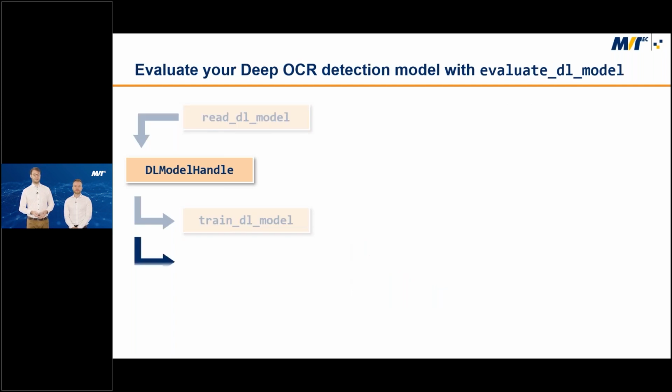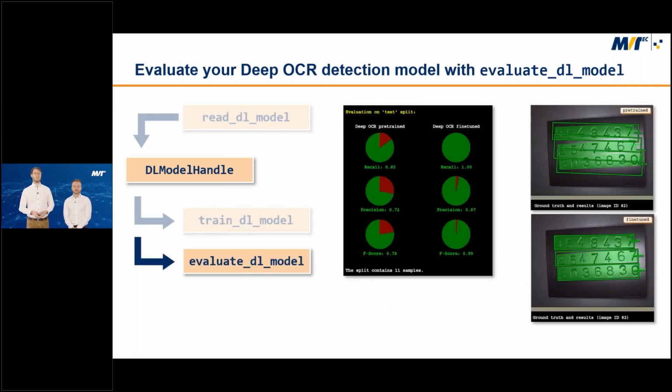Once your model is trained, you need to evaluate it, of course. And evaluate DL model standardly evaluates against our pre-trained network. So how did the pre-trained Deep OCR perform against your now fine-tuned model? And usually you have an image like this, so that with your fine-tuning, you actually improved upon your evaluation data.